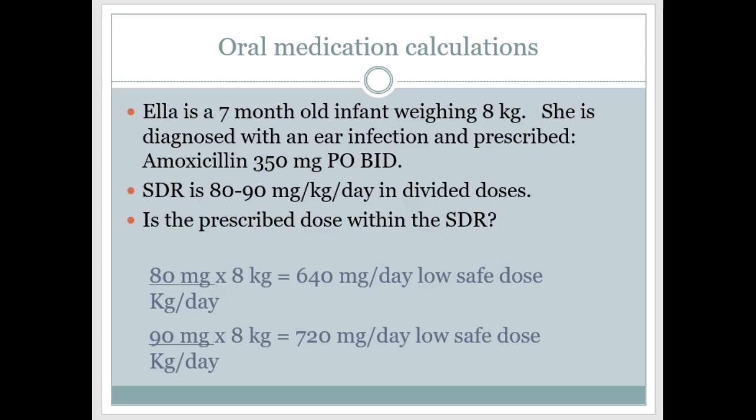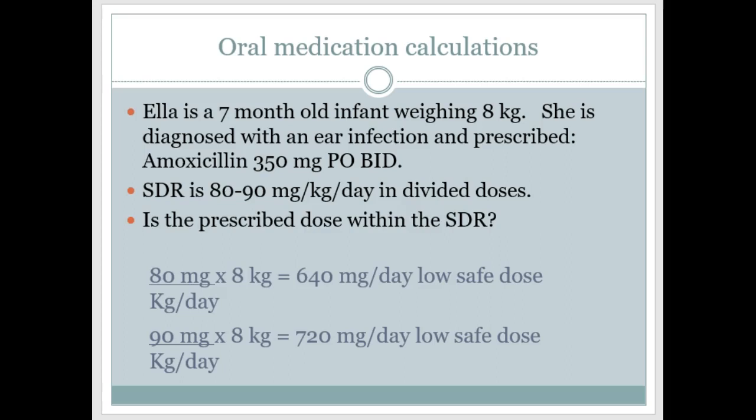And so we want to plug her weight into this equation. We're going to take her weight of 8 kilograms times the 80 milligrams per kilogram per day as the low end, and that's going to give us 640. And then we're going to take her 8 kilogram weight times the high end, which is 90 milligrams per kilogram per day, to get 720. And again, this is for the whole day. So our options are to either take her dose and multiply by the number of times she's going to get that in a day, so 350 times 2, or we can divide our calculation by the number of doses she's going to get.